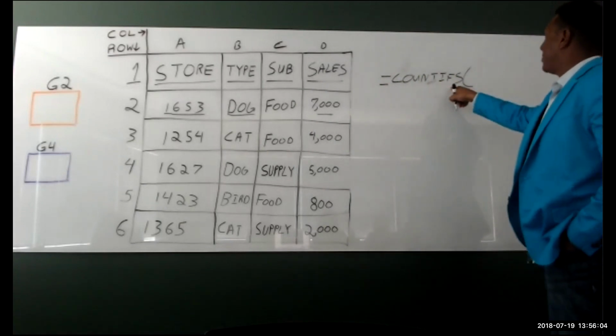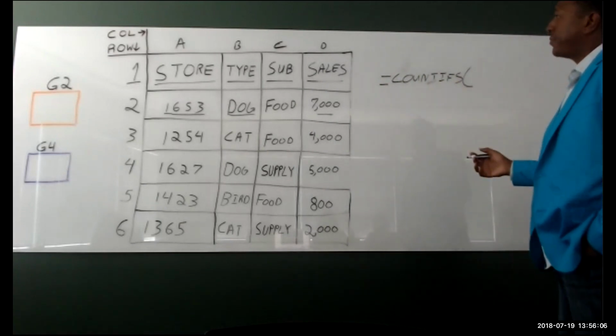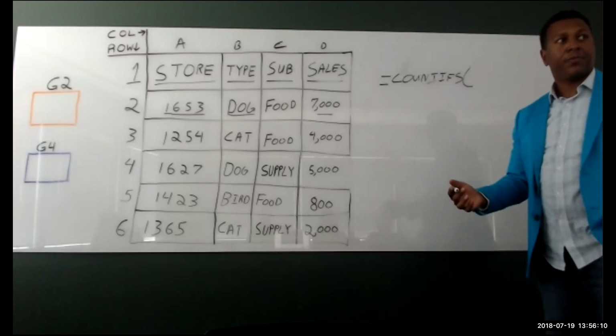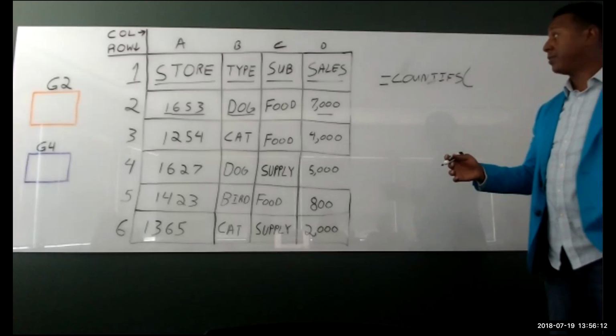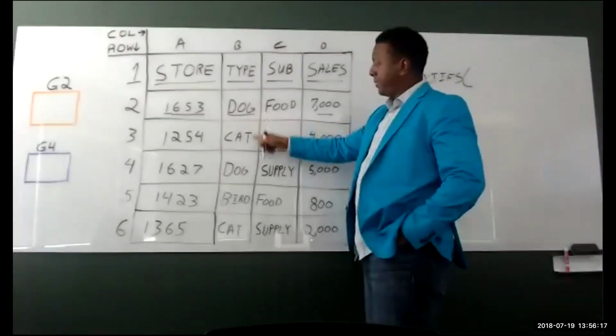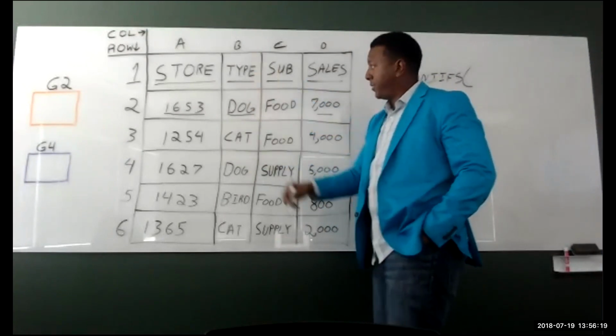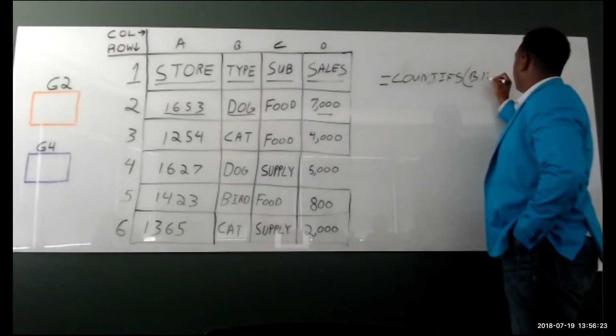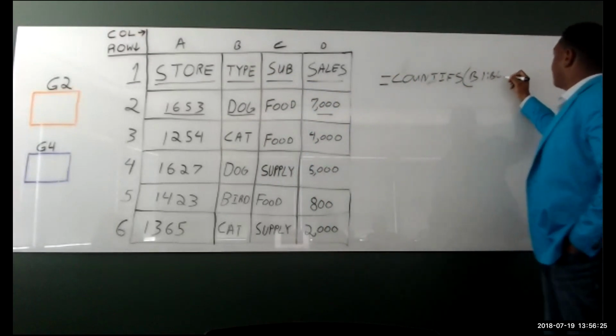So if I wanted to COUNTIFS, the first thing it's going to ask me to do is for what do you want me to count? Where can I find where you want me to count? So if we wanted to count how many times the word dog pops up, we would need column B. So we would go B1 to B6.